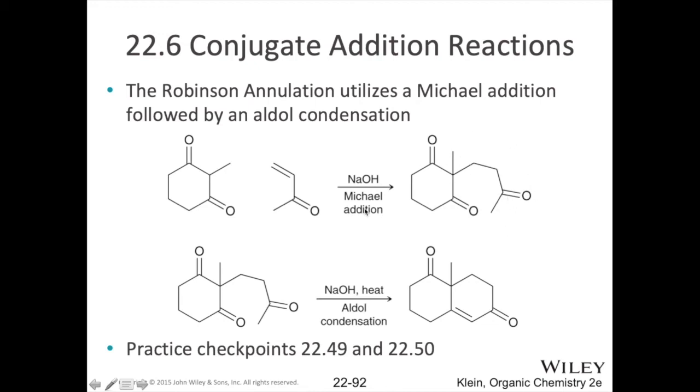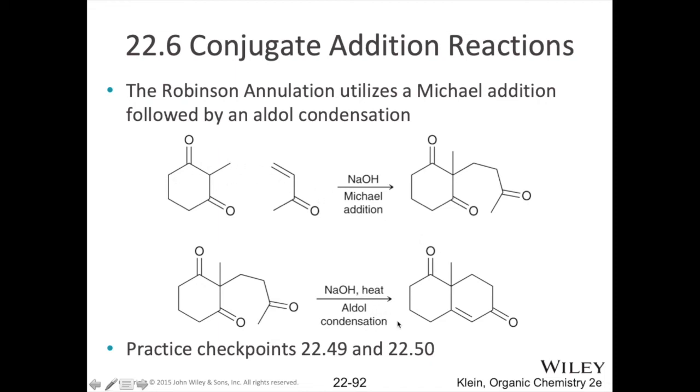Now, notice that on our Michael acceptor, we still have an alpha carbon, and this is still going to be nucleophilic. And notice its proximity to this carbonyl. So we can have this be our nucleophile, and that can attack that carbonyl here, which will convert this into an alcohol group, which we can then use to do an aldol condensation. That alcohol group and the neighboring proton will disappear to make this alpha beta unsaturated compound.